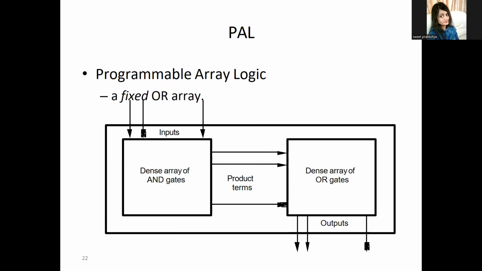So this is the internal structure of PAL. Inputs go to AND gates, where we generate the product terms. These product terms then go into fixed OR gates, because the OR gates are fixed here, to produce the output. You can see it is more constrained than PLA but still powerful for many applications.